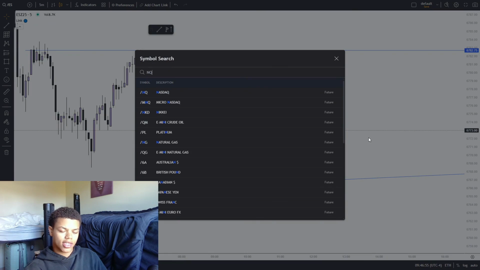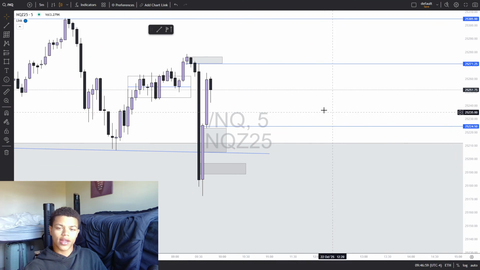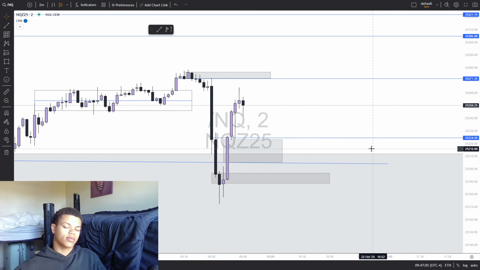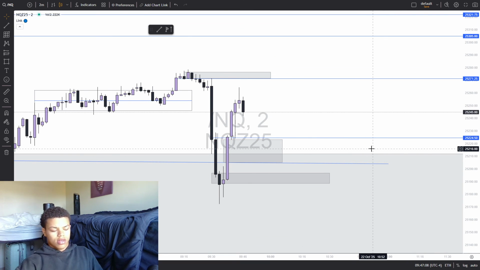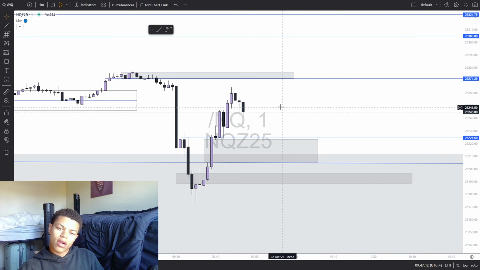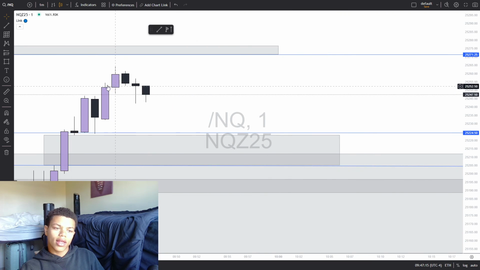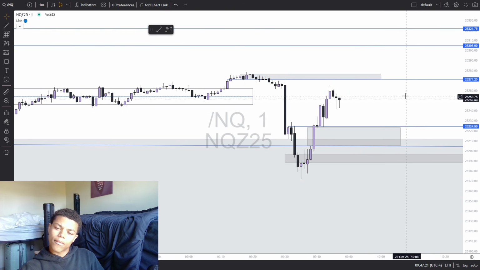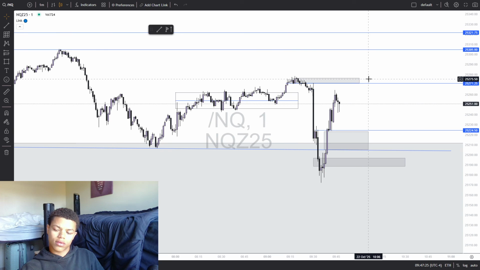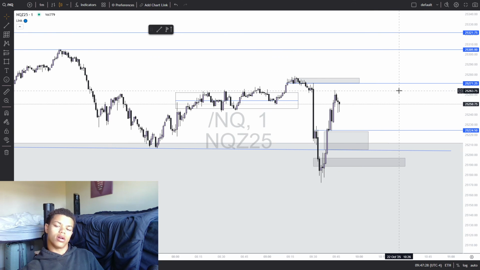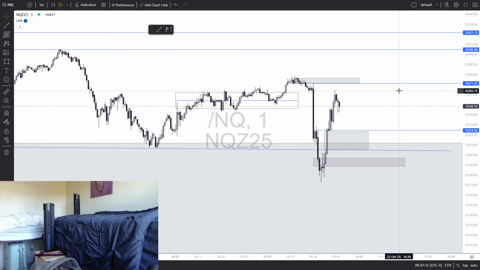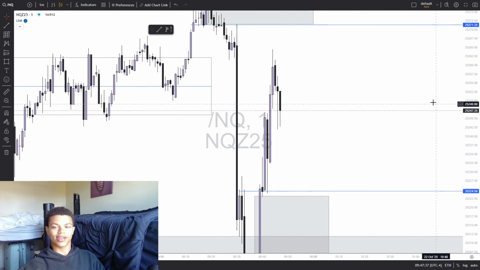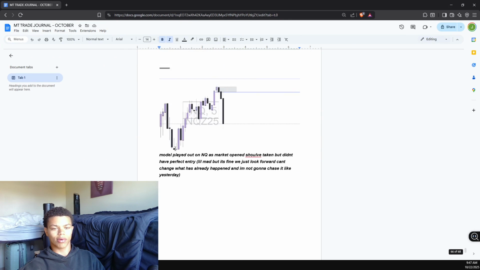Our play really was this NQ move right here, this short on NQ. That was really our play. Just so freaking early, bro. I like how we inverse this 1 minute. I was literally just watching it play out, and I even wrote it in my journal, bro.